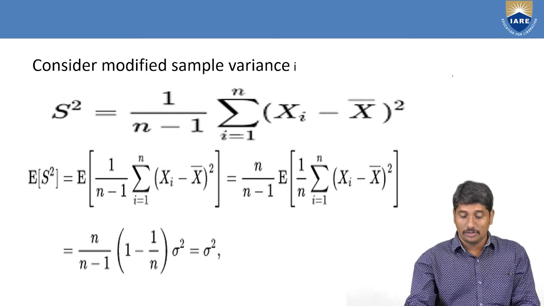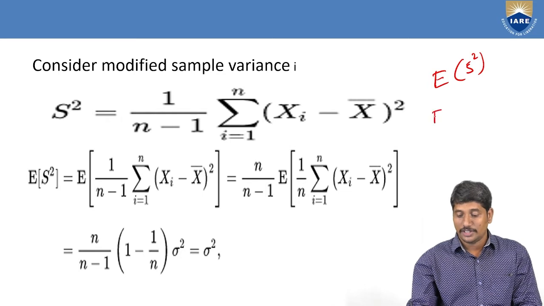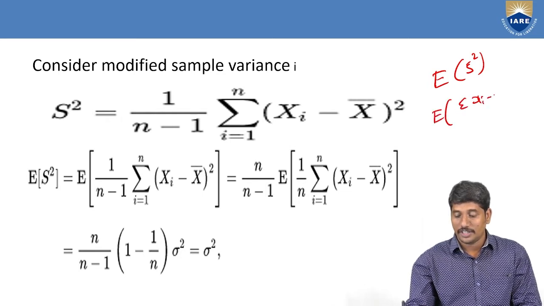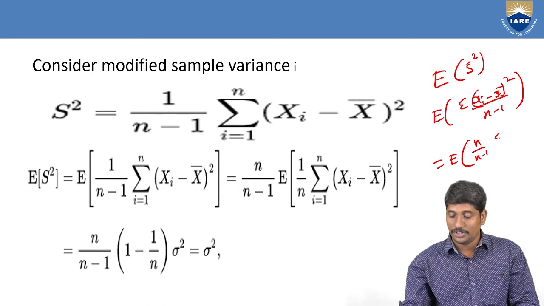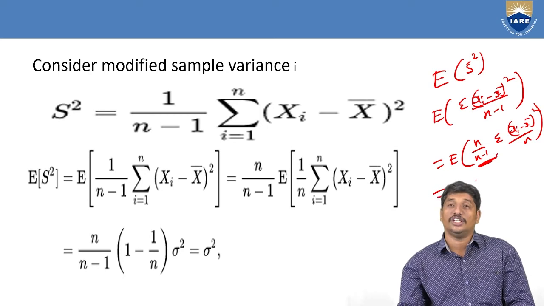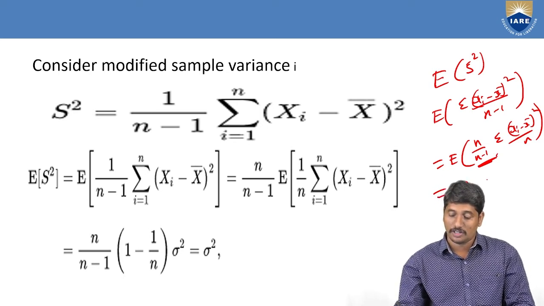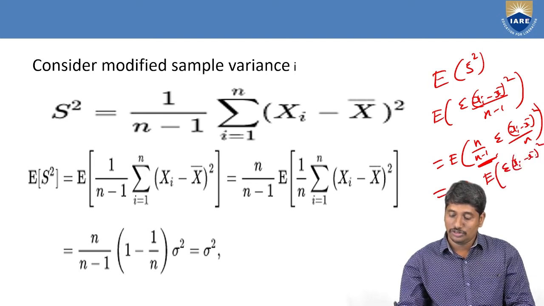First we start with expectation of S bar square, which is expectation of summation (xi minus x bar) whole square by (n minus 1). Now we multiply and divide by n, and hence we get n by (n minus 1) times summation (xi minus x bar) whole square by n. This n by (n minus 1) is a constant, and a constant can be written outside of the expectation, that is n by (n minus 1) expectation of summation (xi minus x bar) whole square by n.